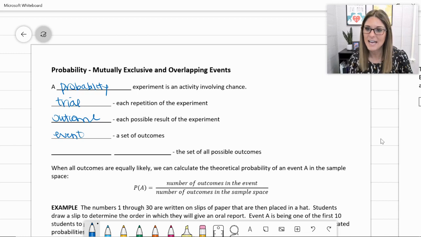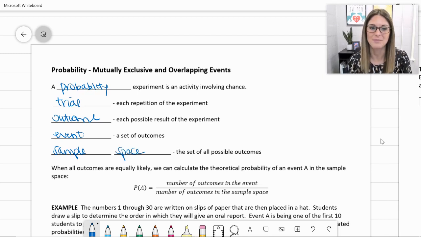Event is a set of outcomes. And then lastly, sample space is the set of all possible outcomes. So lots of vocabulary here with probability that we will use interchangeably.